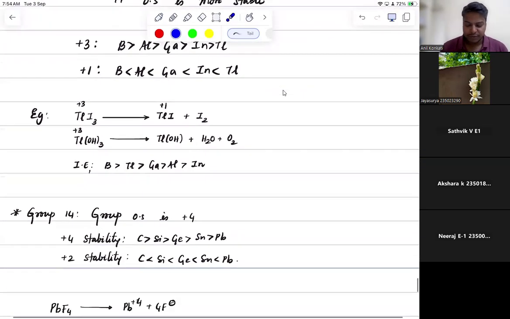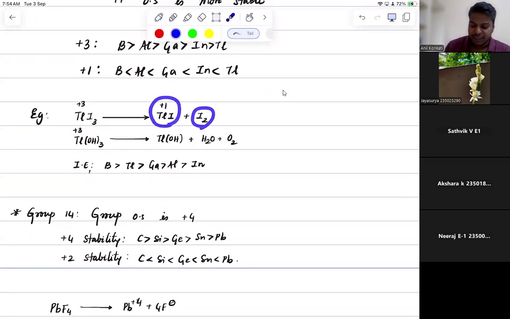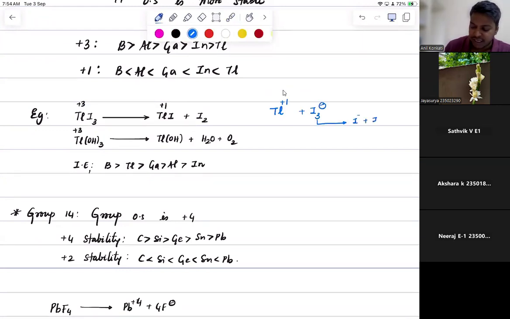So much so that if you take TlI3, it is not exactly existing as Tl3+ with three iodide ions. In fact, to start with, it is actually going to exist as Tl plus and I3 minus. And this I3 minus is the one which will convert into I minus and I2. So it is thallium with +1 oxidation state present. See, if the question is given only TlI3 like this, do not take it as +3. You will directly take it as +1 in exam.